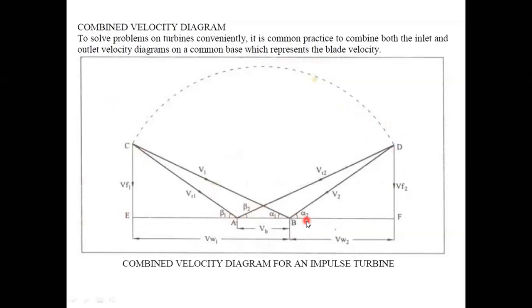Now we know angle alpha 2 or beta 2. So draw this line at alpha 2 from B, cut this arc and mark point D. Join A and D and B and D. This is your outlet triangle. Draw the vertical component on the horizontal line, DF. This is your VF2. So the total inlet and outlet triangles we have drawn here, and all parameters we know by proper scale.